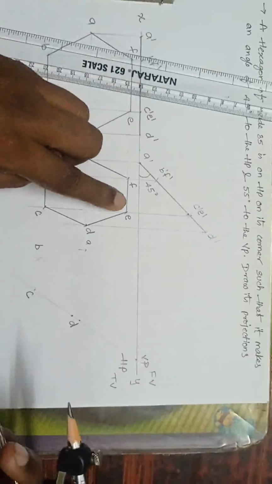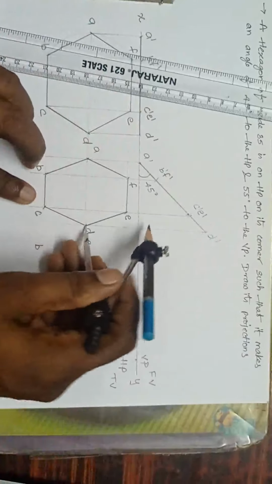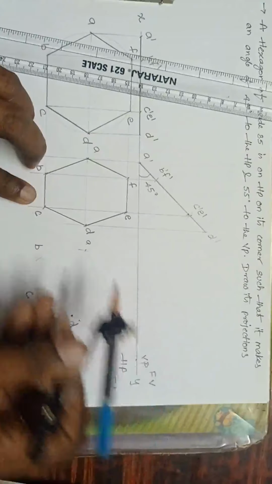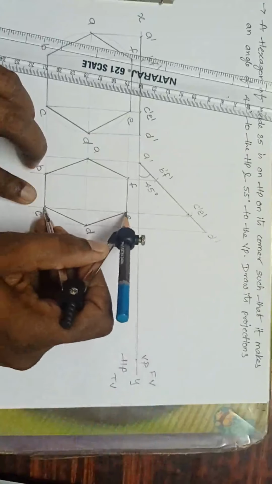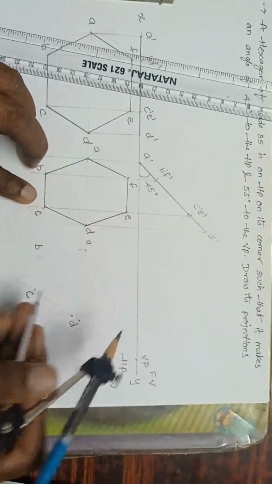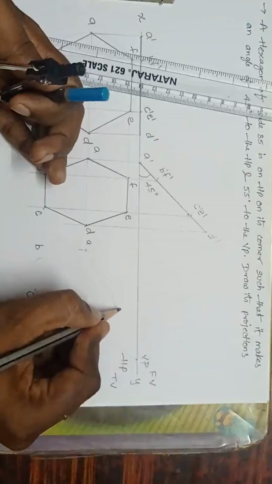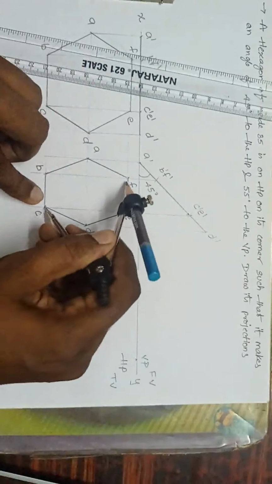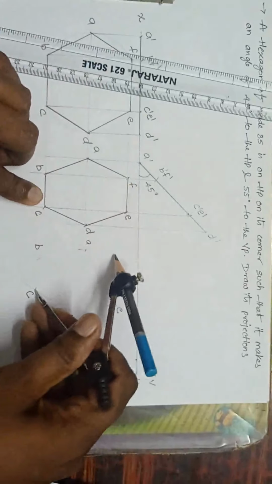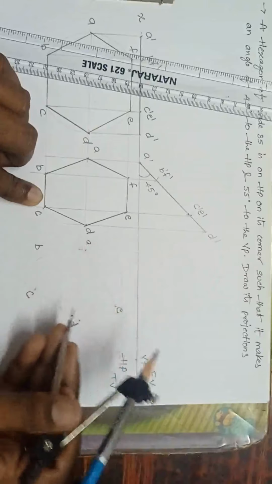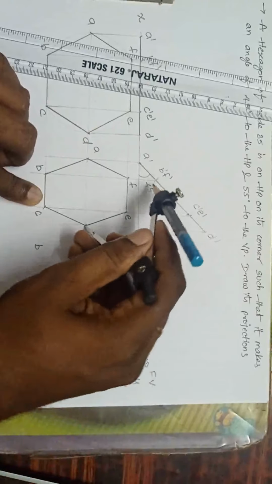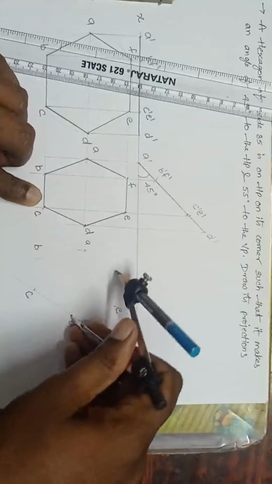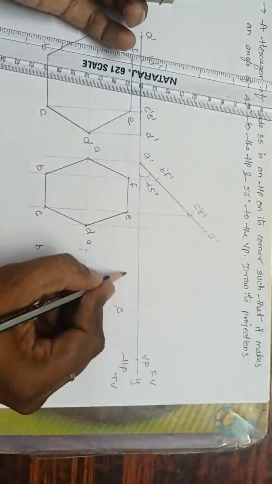Next, I want E, using CD. Take radius DE, D as center, cut here. And take radius CE, C as center, cut here. I'll get E. Mark here. This is E. Finally, I want F. Take radius CF, C as center, cut here. And take radius DF, D as center, cut here. I'll get F.